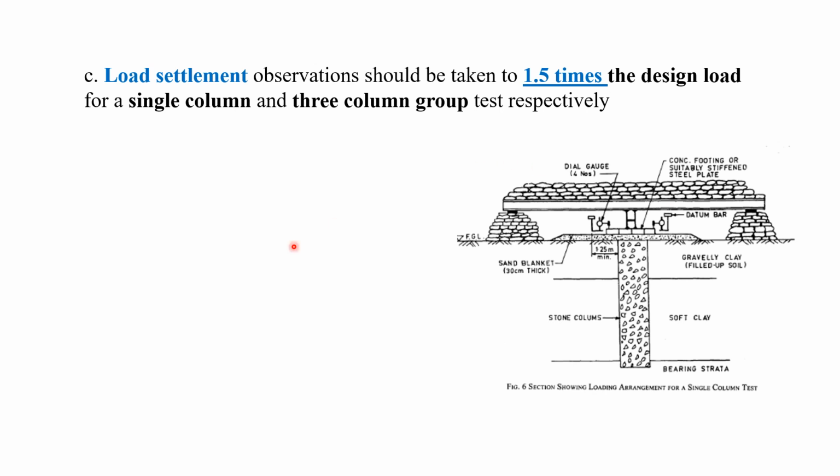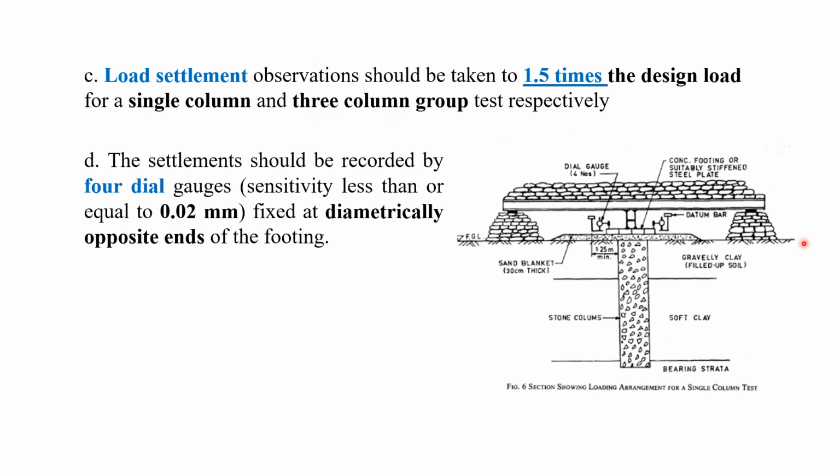Next we can see load settlement observation should be taken to 1.5 times the design load for a single column and three columns group test especially, right? Suppose design load is 25 ton. So in that case, we have to multiply by 1.5 times, 25 into 1.5, right? Up to that load, we have to go for the load settlement test.